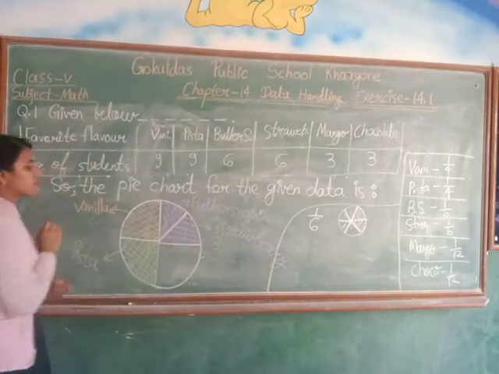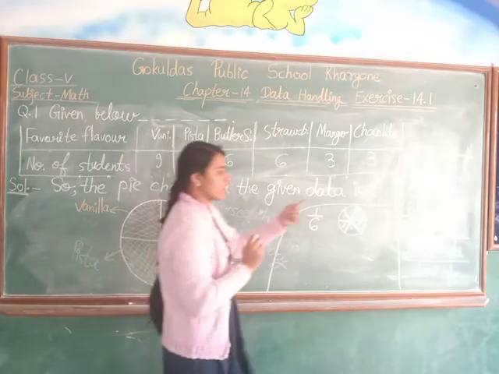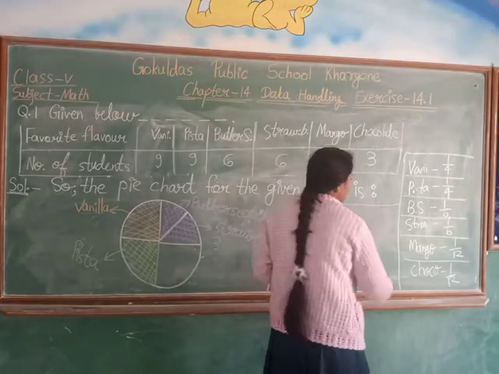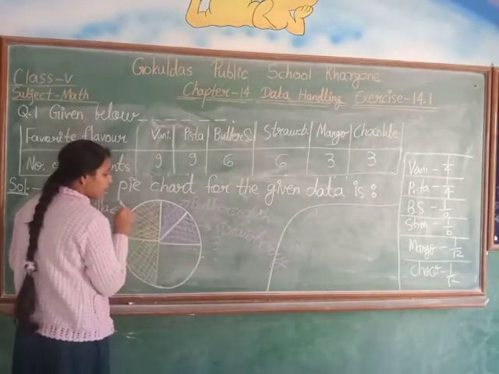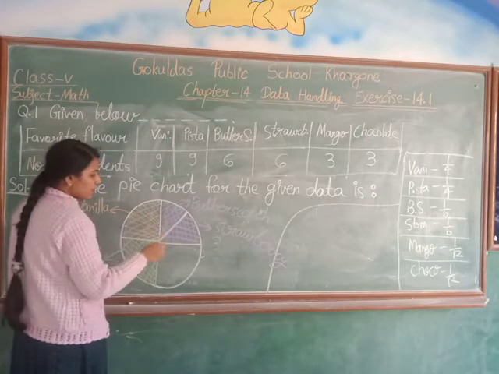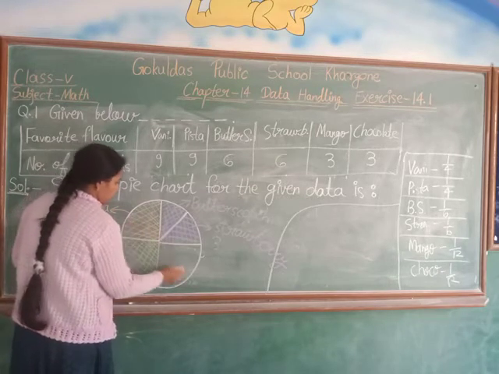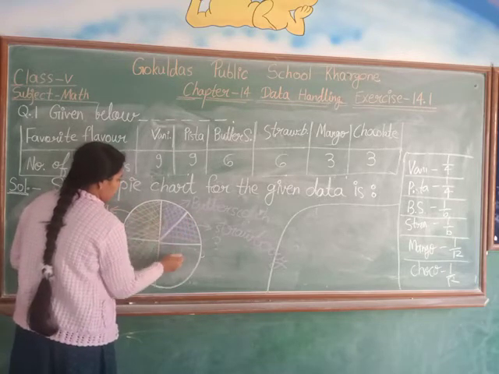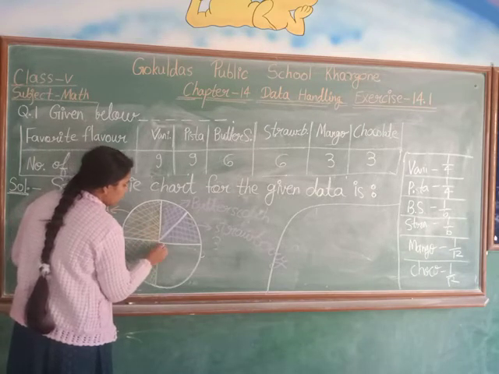Now the last two flavors are mango and chocolate. The fraction for mango is 1/12 and for chocolate it is also 1/12, which means out of 12, one part is shaded. So we will take the same circle and equally divide it into 12 parts, and shade it.